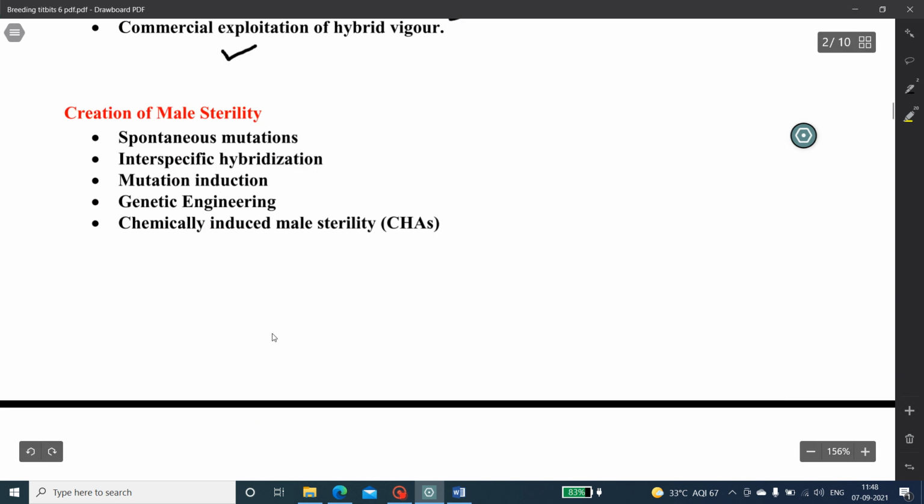We can create male sterility by different mechanisms like spontaneous mutation, that is natural mutation, interspecific hybridization, mutation induction, genetic engineering through biotechnological tools, and chemically induced male sterility, that is CHA in short.